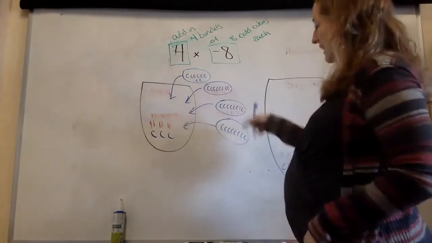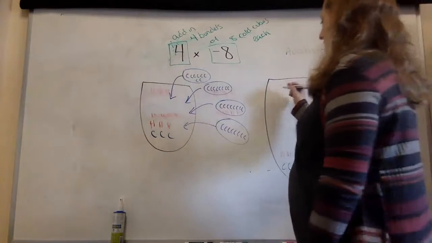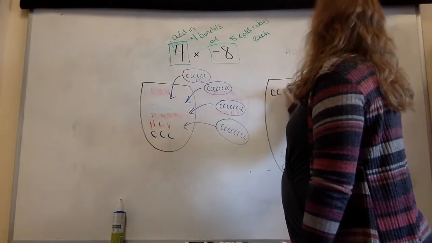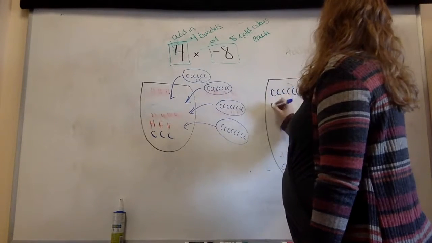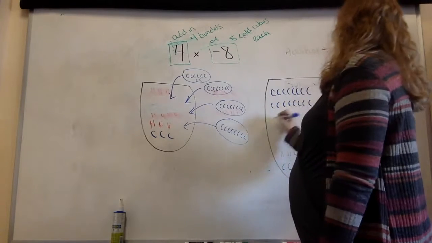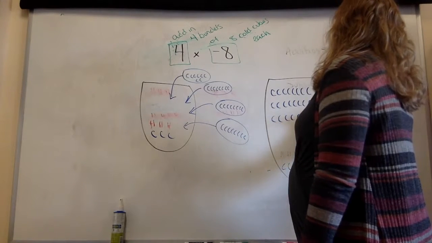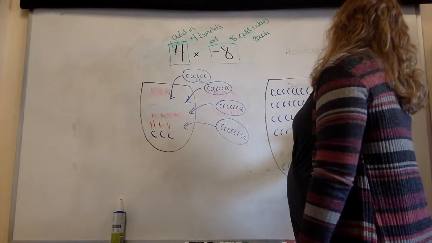But I also added in the 4 bunches of 8 cold cubes each. So I'm going to write those. 1, 2, 3, 4, 5, 6, 7, 8. And the same for each of the other bunches.